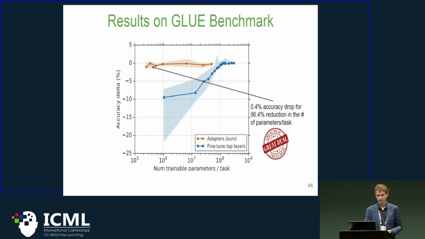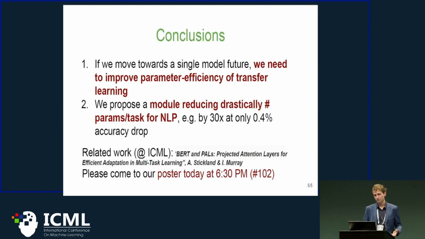So, to conclude, if we move towards a single model future, or we have, for instance, a cloud application where we want to have a model for each of the clients, it seems like we need to improve parameter efficiency of transfer learning. To this end, and specifically for natural language processing, we propose a module called Adapter, where we drastically reduce the number of parameters needed for each task, for instance, achieving 30x reduction in the parameter cost for only 0.4 accuracy drop in performance.